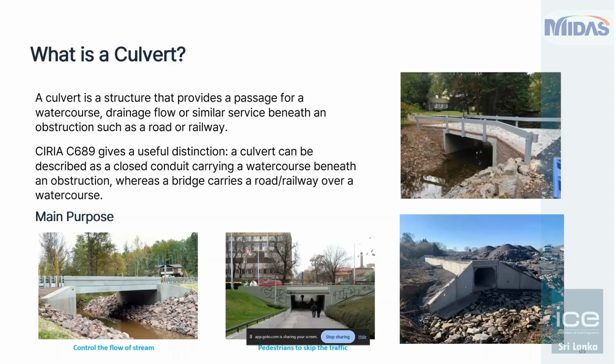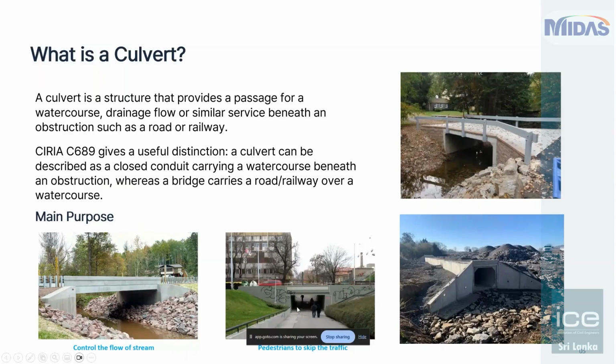As you can see from the pictures, these are the box culverts that allow the drains to flow beneath them. The main purpose is to control the flow of the stream and allow pedestrians to skip the traffic. Sometimes you can have loadings on the upper as well as the lower level of box culverts. It is not always the case that you'll have just the pedestrians. You might have moving load traffic over these lower levels as well.